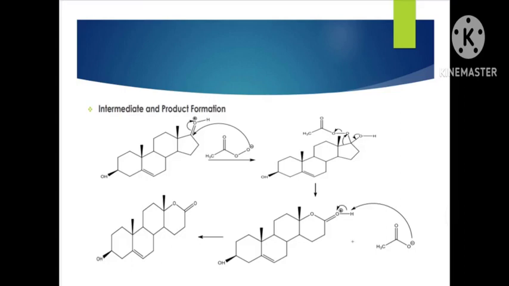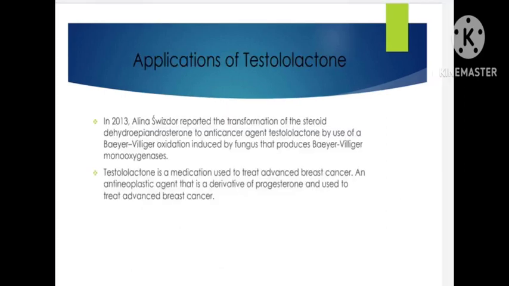And here you will notice that a cyclic ester is produced, so it is known as a lactone, and its name is testolactone. Next we'll see applications of this testolactone. The conversion of dehydroepiandrosterone to testolactone by the use of this Baeyer-Villiger oxidation was first reported in 2013 by Alina Switzer.